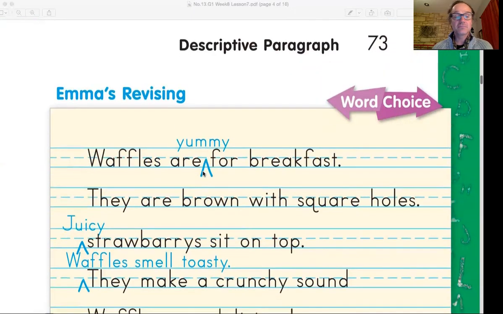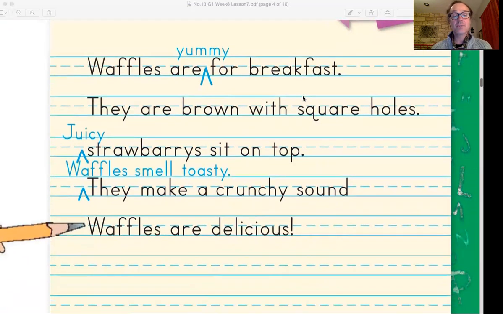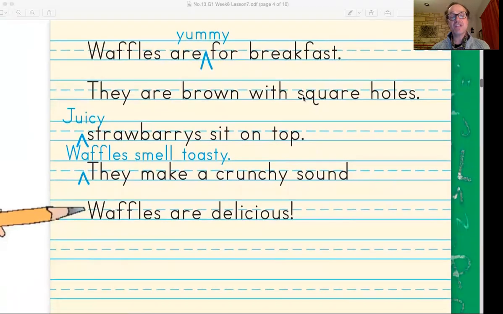Carrot, carré, I don't know how to say it. So let's see what she says. Instead of saying, in the first draft, waffles are for breakfast, she says waffles are yummy for breakfast. Oh, there's a nice word. How does it taste? They taste yummy. So she added that. They are brown with square holes.